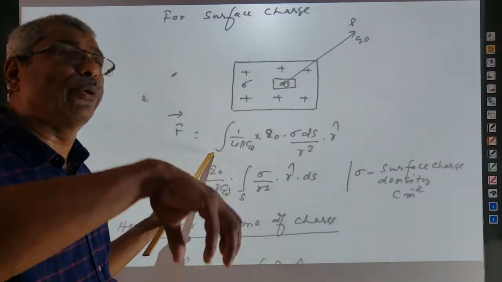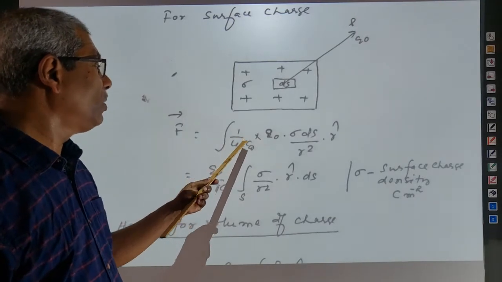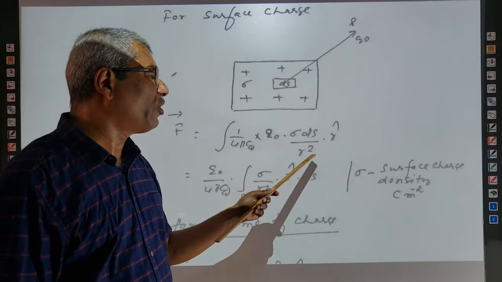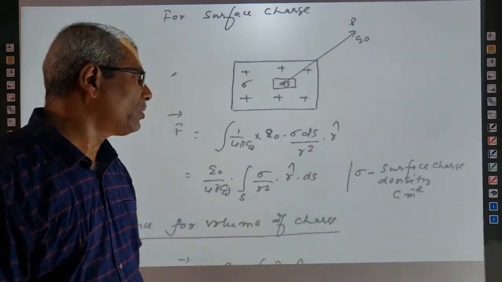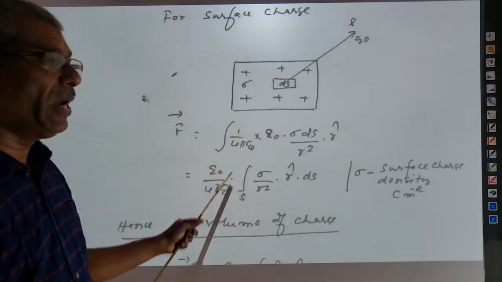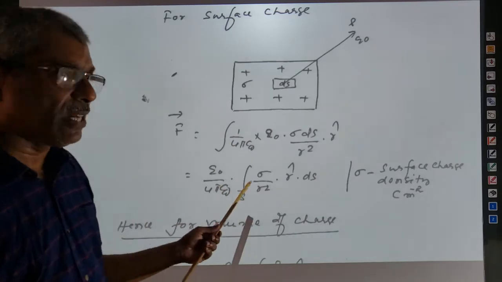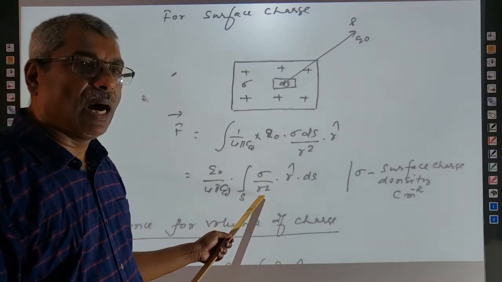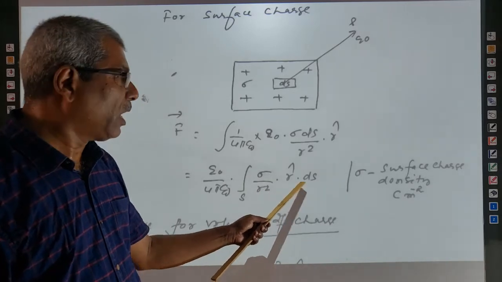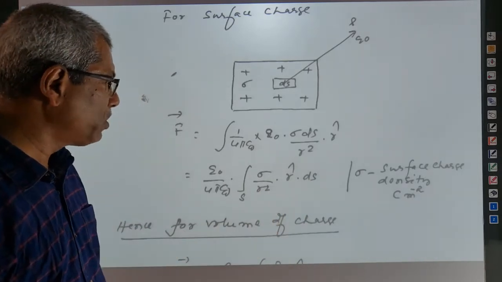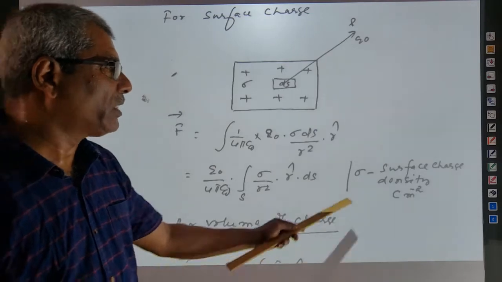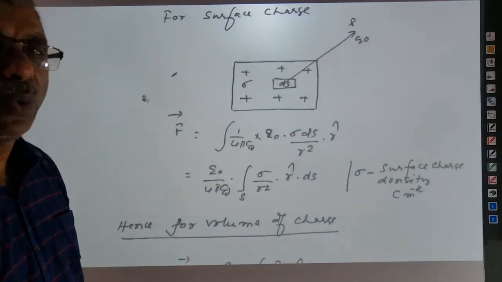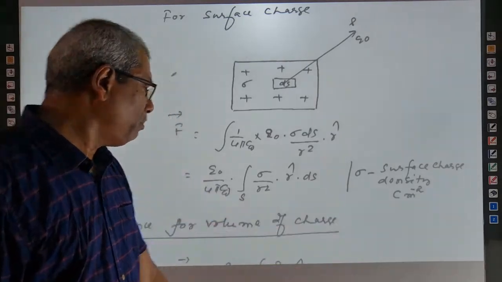Surface integral due to the total surface: 1 by 4 pi epsilon 0, integral of sigma ds divided by r square into unit vector r. Taking 1 by 4 pi epsilon 0 outside, you will get the surface integral of sigma by r square in unit vector r into ds. This is the best way of representing this in vector form. What is sigma? Sigma is the surface charge density. The unit of that is coulomb per meter square.